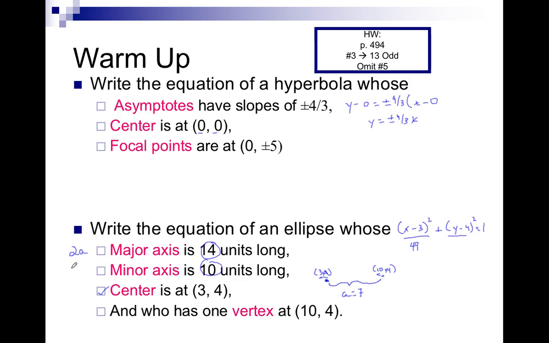Therefore, I have the minor axis, which is to be or not to be. So B would be how long? Yes, 5, but you don't put 5 under here, you put 5 squared.